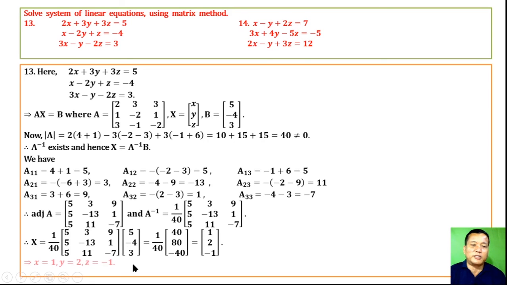Multiplying the last two matrices, we get this. And again dividing by 4 each element, we get 1, 2, minus 1. Equating, X is 1, Y is 2, Z is minus 1.